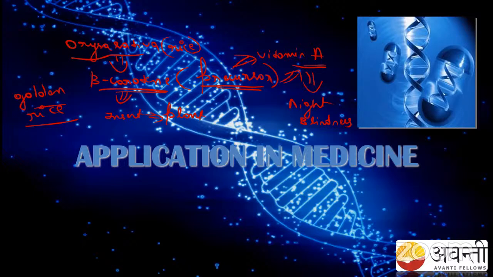Here you have to remember the golden rice consists of the gene for the precursor for vitamin A, not for vitamin A itself, the precursor for vitamin A. So that is the gene we have inserted into the rice, Oryza sativa: the beta carotene. That is going to help the patient with night blindness. So this is about the application in agriculture, student.